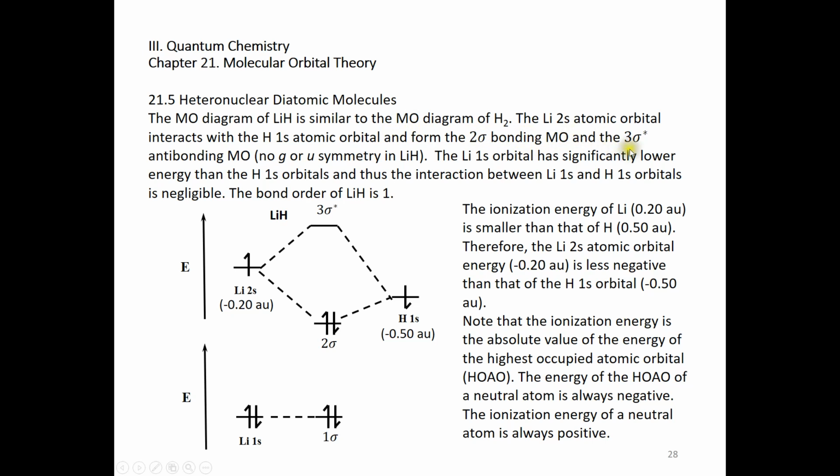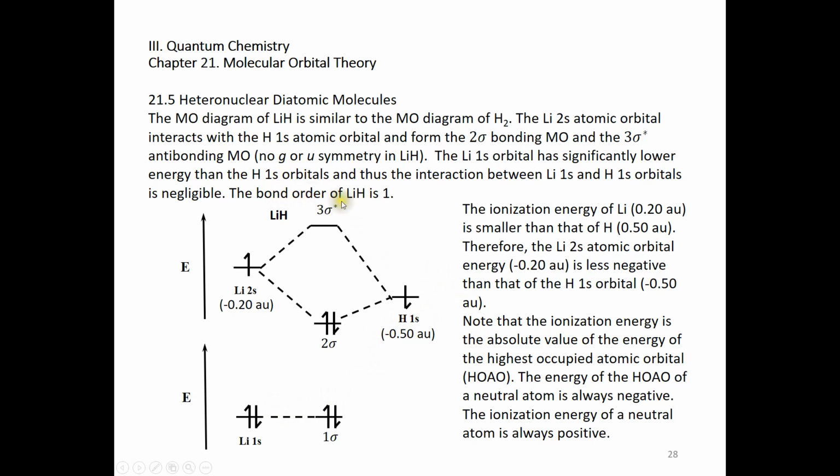The lithium 2s atomic orbital interacts with the hydrogen 1s atomic orbital and forms a 2 sigma bonding orbital and a 3 sigma star anti-bonding orbital. There is no g or u symmetry in this heteronuclear diatomic molecule because this molecule does not have any center of symmetry. The lithium 1s orbital has significantly lower energy than the hydrogen 1s orbital, and therefore there is no interaction between this 1s orbital and this 1s orbital.